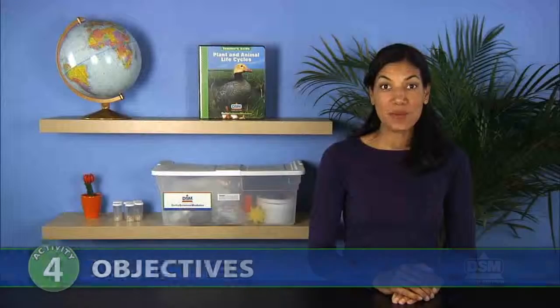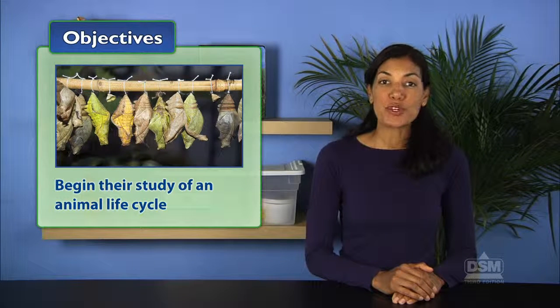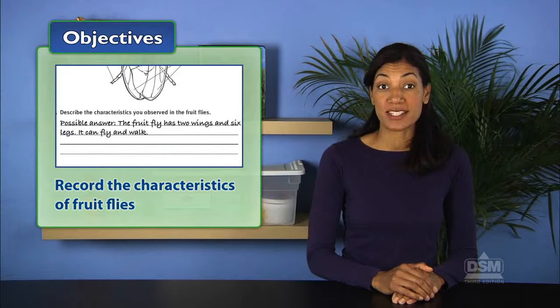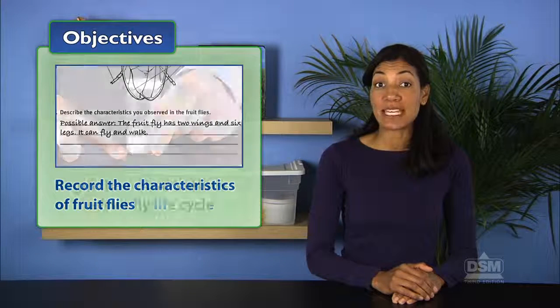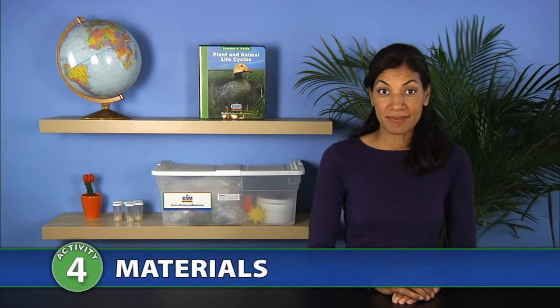In Activity 4, Meet the Fruit Fly, students begin their study of the animal life cycle. Students first identify and observe fruit flies, then record the characteristics of fruit flies, and finally begin their observations of the fruit fly life cycle.